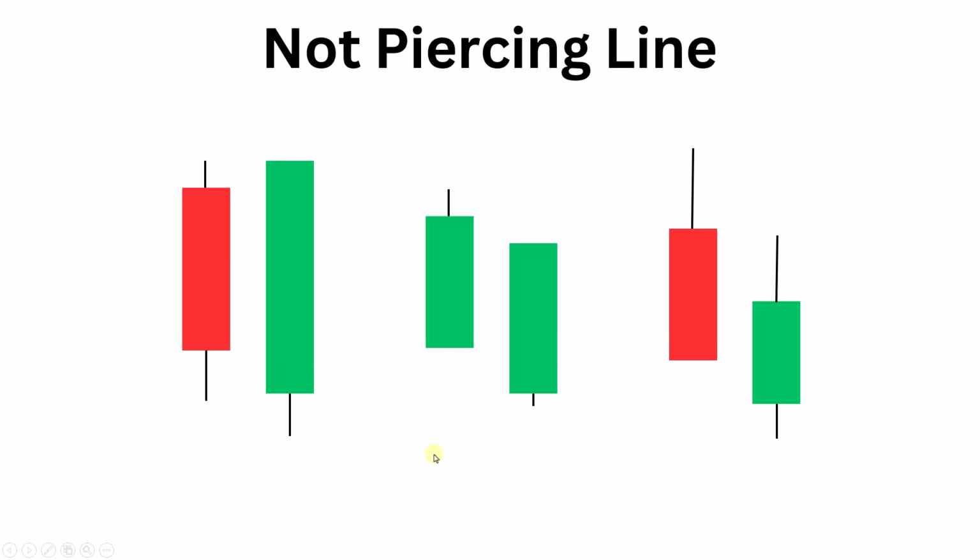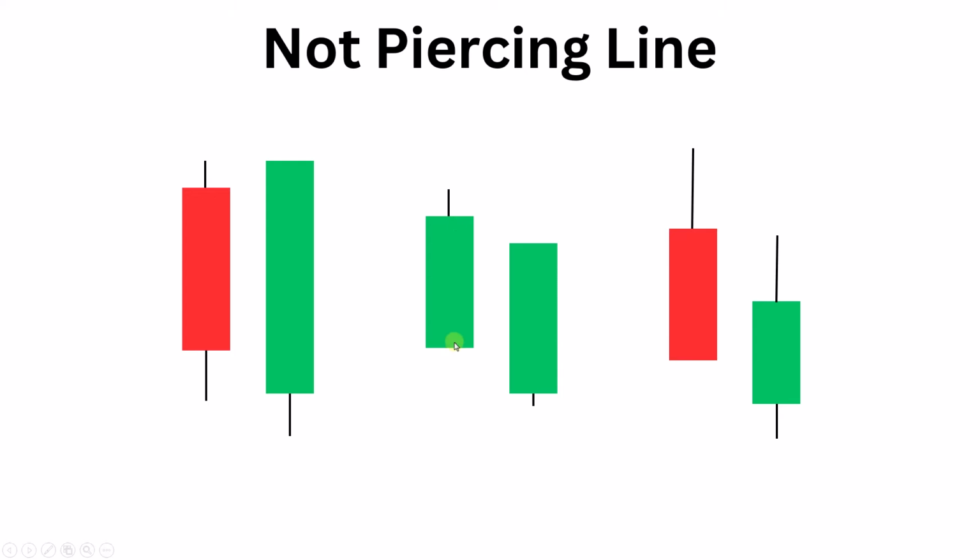Whereas these patterns are not considered as piercing line patterns. Here, if you see, the green candle has opened here and it has closed above the midpoint of the body of the red candle. Correct? So here is the midpoint of the body of the red candle and this candle has closed above it. But then this candle has also closed above the opening of the red candle. Correct? So this becomes a bullish engulfing pattern, and not a piercing line pattern.